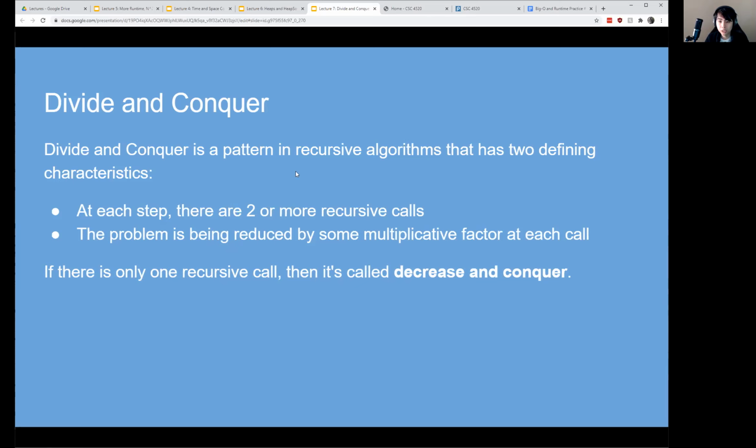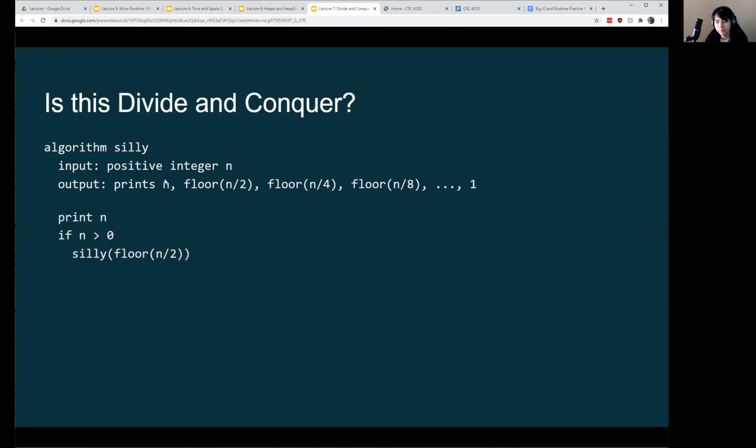All right, so divide and conquer is a pattern in recursive algorithms that have 2 defining characteristics. There's 2 or more recursive calls at each step, and the problem at each step is being reduced by some multiplicative factor at each recursive call. So we're just going to go ahead and try to apply this definition to some functions we're going to see. The first function we're going to see is this one from before. Is this divide and conquer?